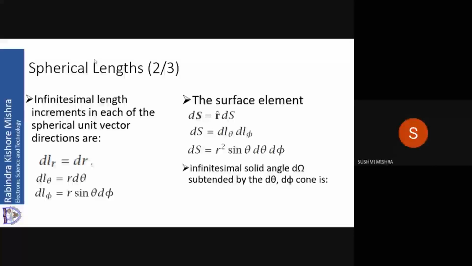That elementary angle is called the solid angle. Like a line subtends a one-dimensional angle, this subtends a three-dimensional angle. So that is called the solid angle d omega. The solid angle d omega subtended by the d theta d phi cone will be, now, ds is equal to r square d omega, from which we can always find out how it is. ds is equal to r square d omega.